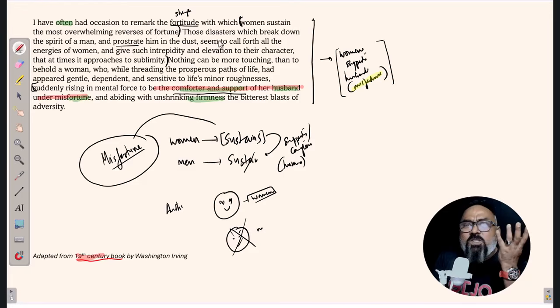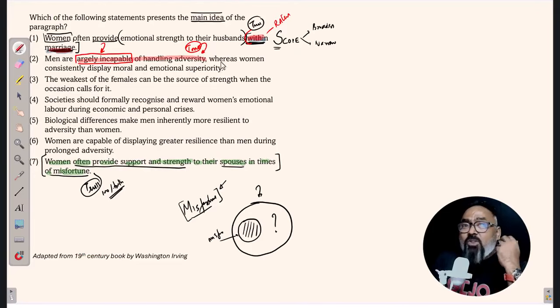It says that those disasters which break down the spirit of a man. That's it. That's all the passage is saying. And prostrate in the dust. It breaks down the spirit of the man. When misfortune happens, men break down, yes, but it is mentioned not with any sort of condescension. It is mentioned just like that. Second of all, the objective here is not even to compare these two situations. That's also another issue. Of course, you could say that this is like whereas. Women consistently display moral and emotional superiority. And what is being said here with this emotional superiority? Women are better than men.